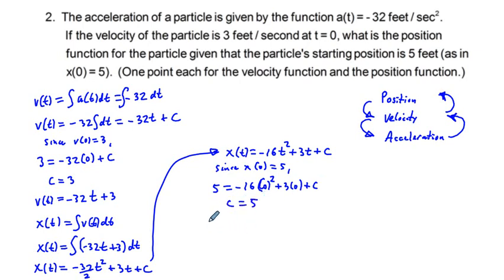So our final position function is going to be x of t is equal to negative 16 t squared plus 3t plus 5. So that's our final conclusion here. So let's go on to our next problem.